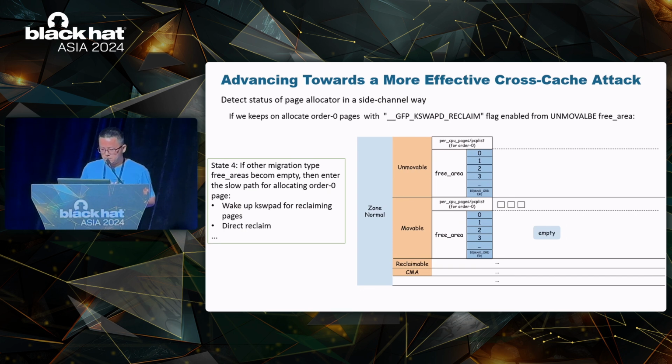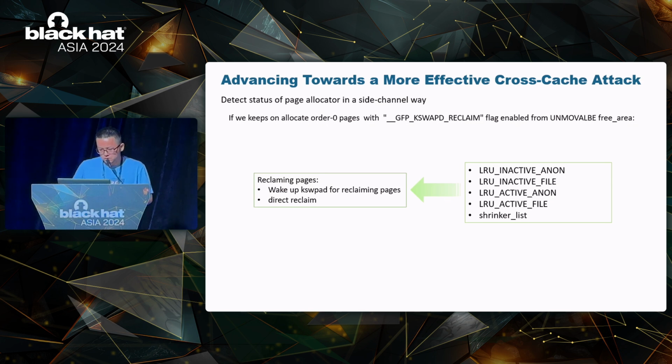And if other migration type free areas become empty, the page allocator would enter the slow path for allocation. This is state 4, and there are several actions taken by the kernel to reclaim free pages, including waking up kswapd to reclaim pages, direct reclaim and so on.